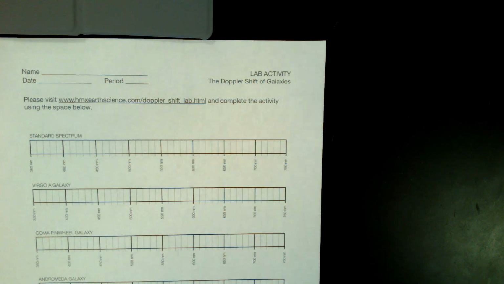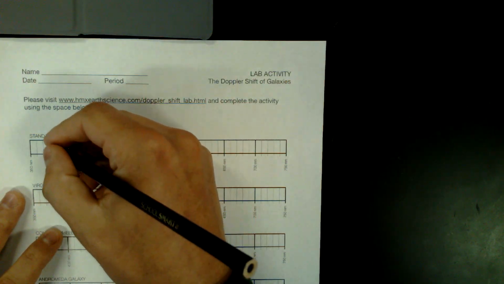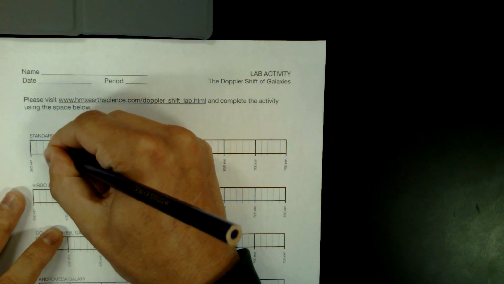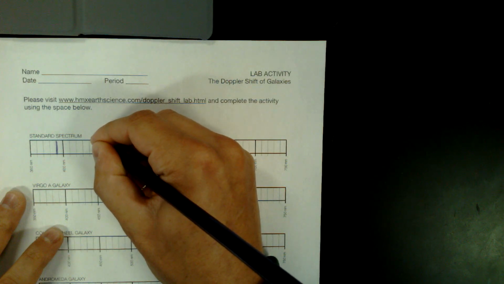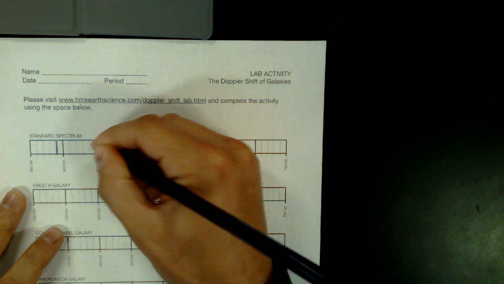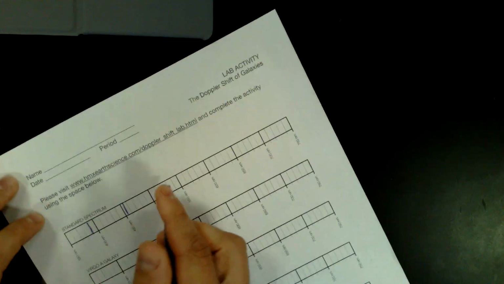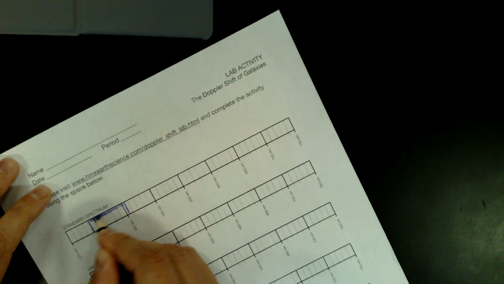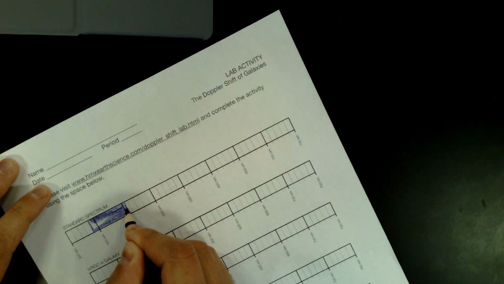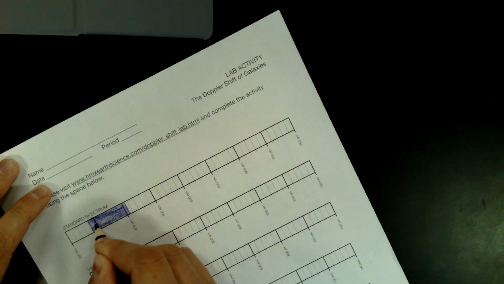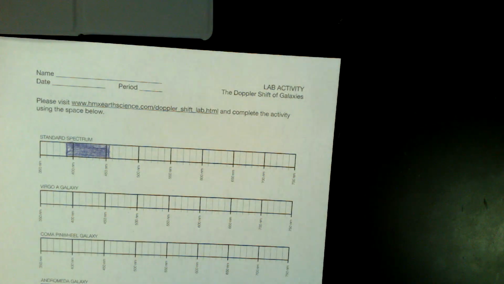If you're looking at the directions though, it says violet is 390 to 455. So I'm going to start at 390, go to 455. And these count by tens, by the way. Alright, so I'm going to color it in. Boom. Next one, blue, 455 to 492.